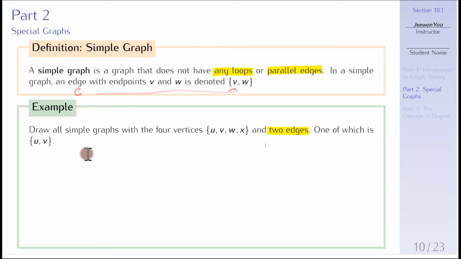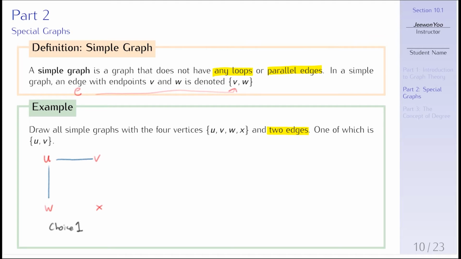Let's sketch the 4 vertices here. Let's say we have these 4 vertices. They say draw all simple graphs. That means this is one of many, I guess. So one of the choices that I can think of is maybe connect, we must connect U and V together. That's for sure because that's what the question says. And they said we need to have 2 edges. In other words, we need to have either this way or this way or this way and so on. So here you go. This is choice 1.